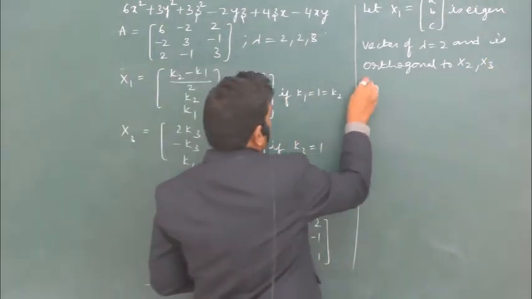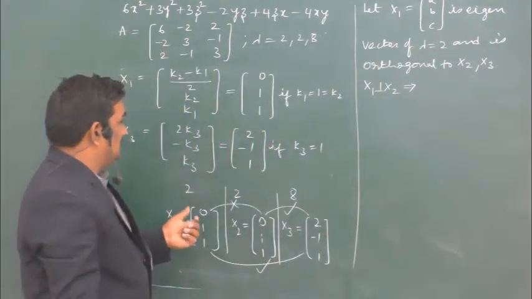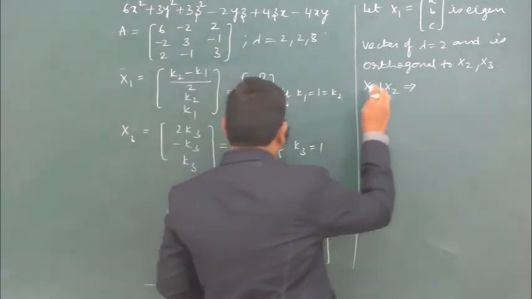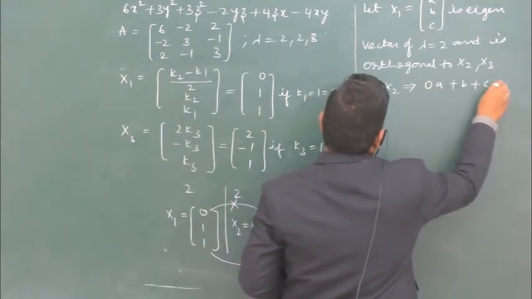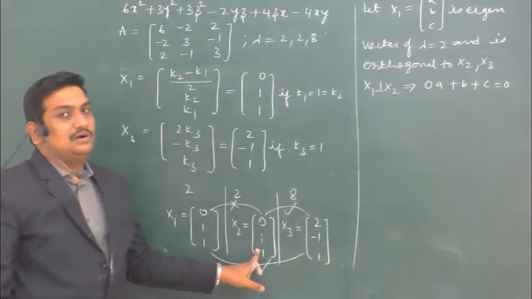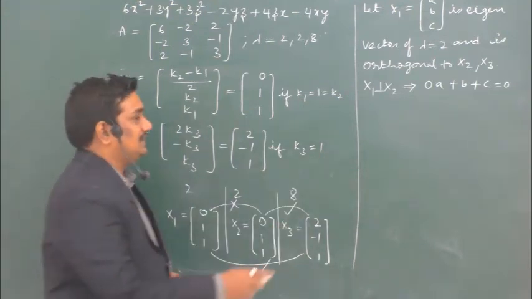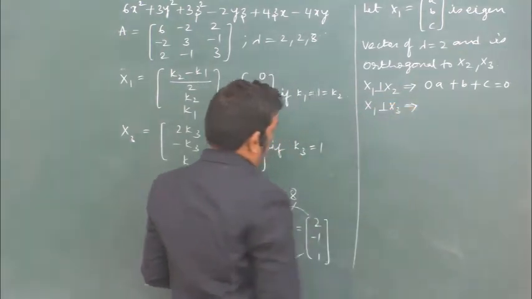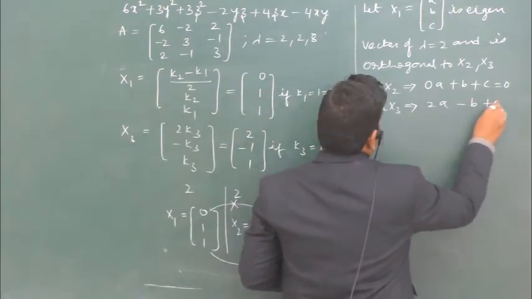Now x1 is orthogonal to x2. x1 is ABC, x2 is 0, 1, 1. On applying the orthogonal condition, you will get 0a plus b plus c equals 0. The orthogonal condition is a1a2 plus b1b2 plus c1c2 is 0. Now let us take x1 and x3 as orthogonal. Now you will get 2a minus b plus c equals 0.